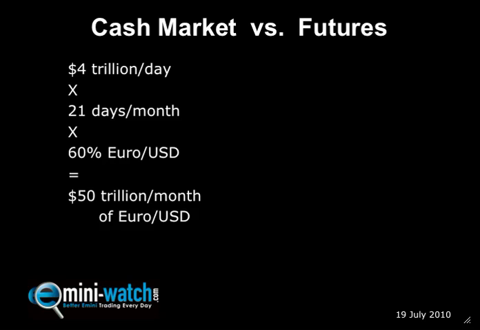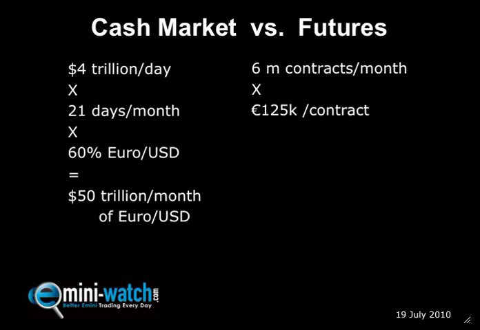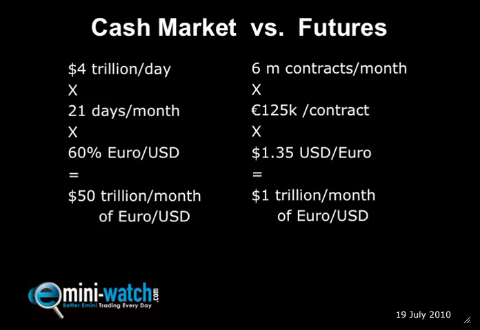If you compare that with the futures market, we know the average volume traded at the moment is about 6 million contracts a month. Each of those contracts trades a notional value of 125,000 euros, and using a rate of $1.35 USD to the euro, that gives you about 1 trillion per month of the euro versus the USD. So you can see that the futures market is still extremely small. It only represents about 2% of the cash market.